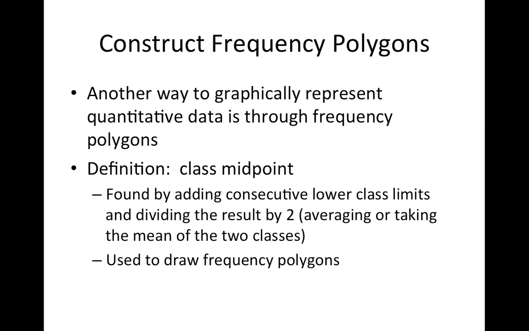Okay, and what this does is, because the upper limits are often unbounded, they don't actually reach an upper bound, we average the lower bounds because they are bounded. They have an actual integer bound usually. And so that's why we average those two numbers to come up with the class midpoint. And we use this to draw frequency polygons.